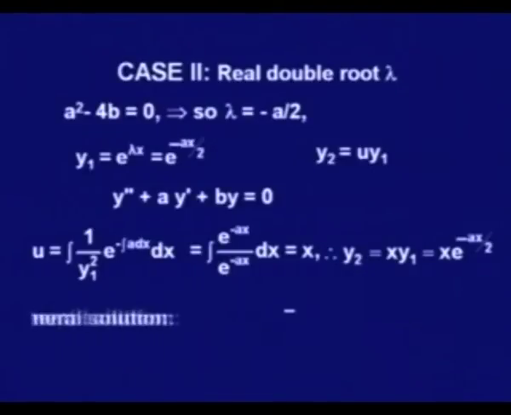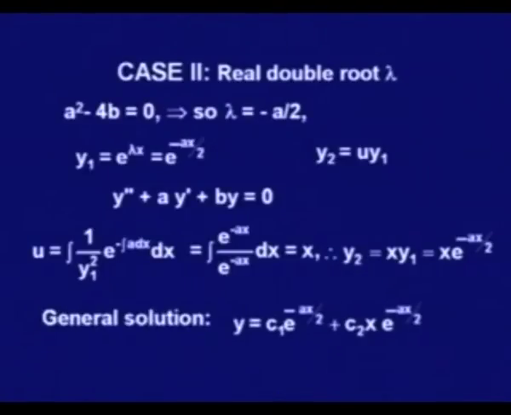So, you will get the general solution as y is equal to C 1 times e to the power minus a x by 2 plus C 2 times x times e to the power minus a x by 2, or we can write it as C 1 plus C 2 x times e to the power minus a x by 2.